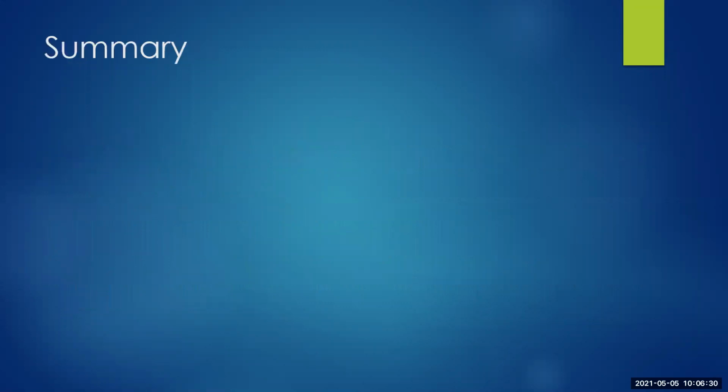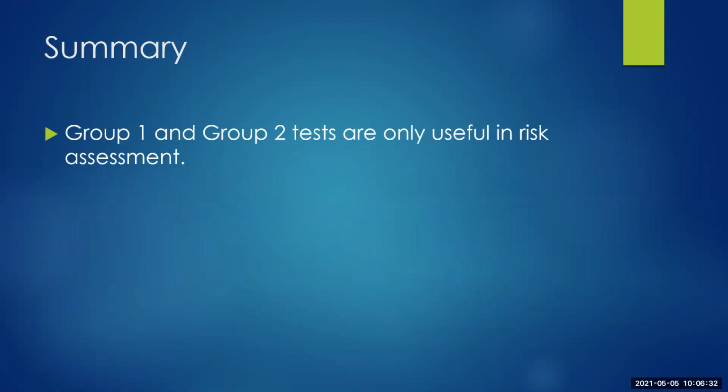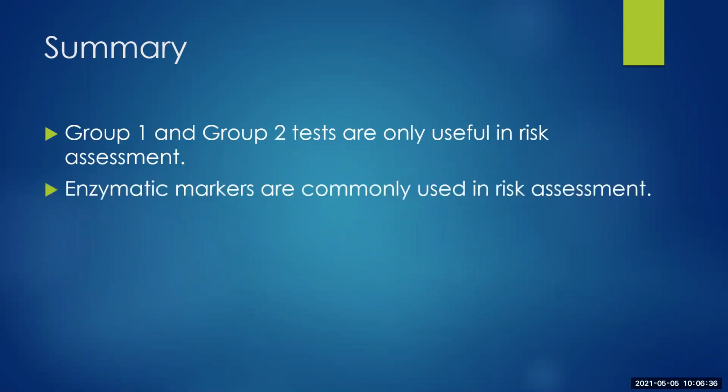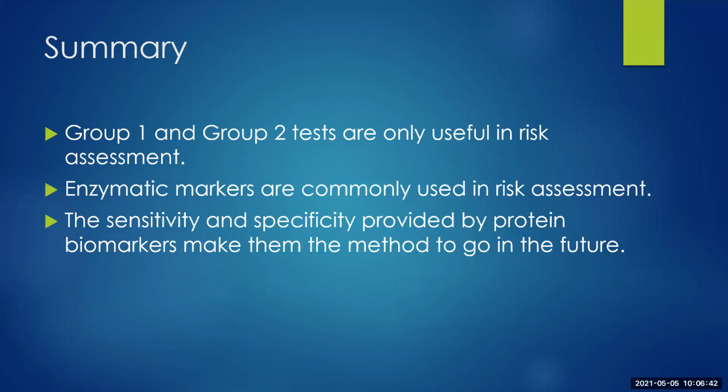And finally, to summarize, group 1 and group 2 are only useful in risk assessment. Enzymatic markers are commonly used for assessment of risk. Out of all the markers, the sensitivity and specificity provided by the protein biomarkers make them the method to go in the future. NT-proBNP is the next one, which is a very specific, highly sensitive marker. And with that, we end the session.